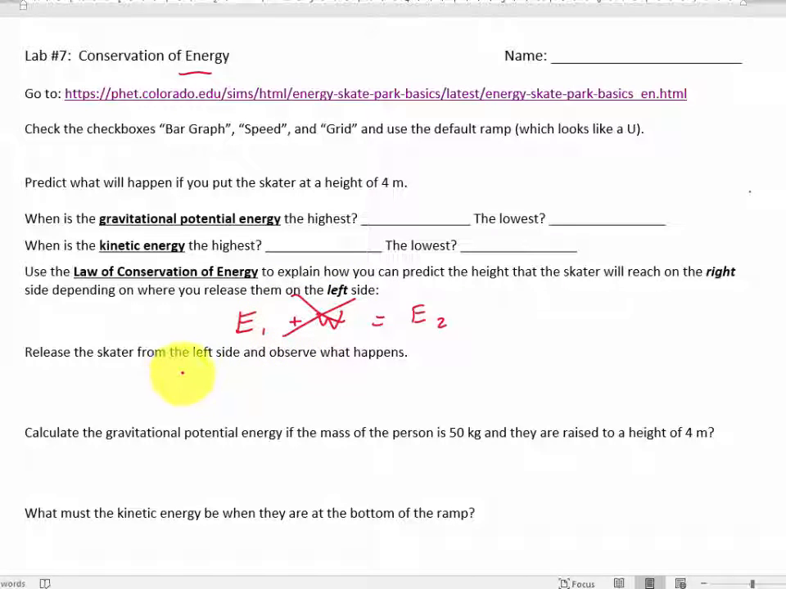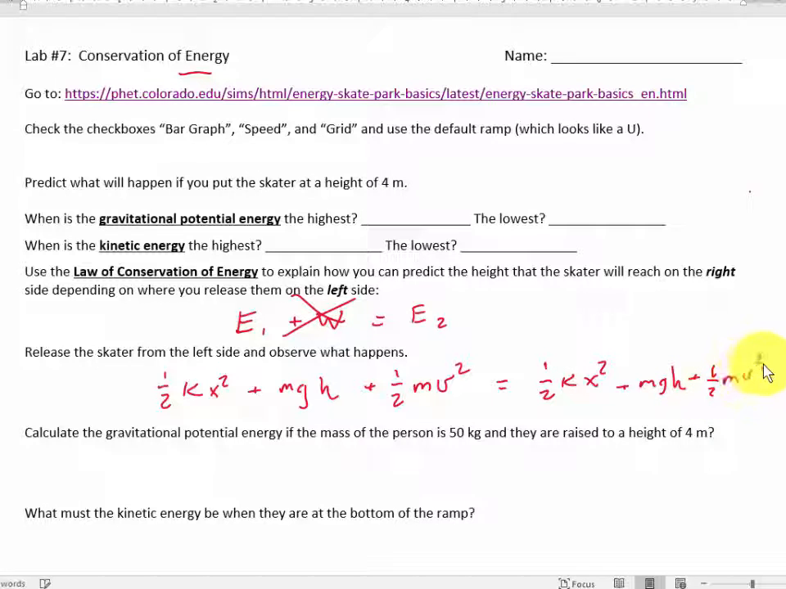When it comes to energy, we have three flavors. We have spring energy, so 1/2 kx squared. We have gravitational potential energy, so mass times gravity times height. And we have kinetic energy, 1/2 mass velocity squared. In the absence of work, the energy at the end of the day has to sum up to be the same exact number. So if we're touching a spring, then we have 1/2 kx squared. If we are up on a ramp, then we have mass times gravity times height. And if we are moving, we have 1/2 mass velocity squared.